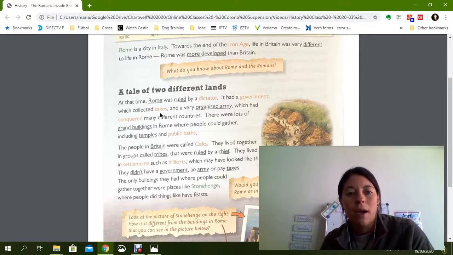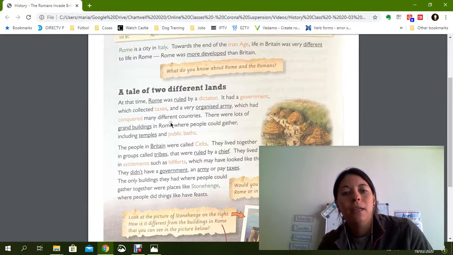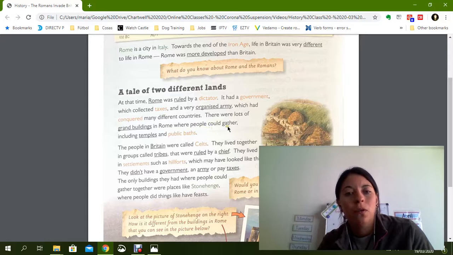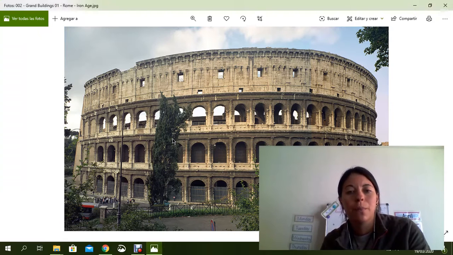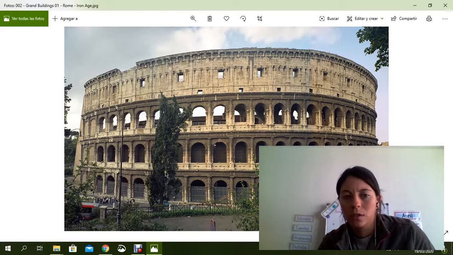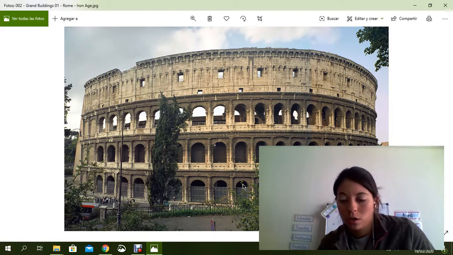Now, it also had conquered many different countries. There were lots of grand buildings in Rome where people could gather, including temples and public baths. So, for example, over here we have the Colosseum. I have to tell you, this is the modern-day Colosseum. This is what it looks like today. It's a very ancient structure.